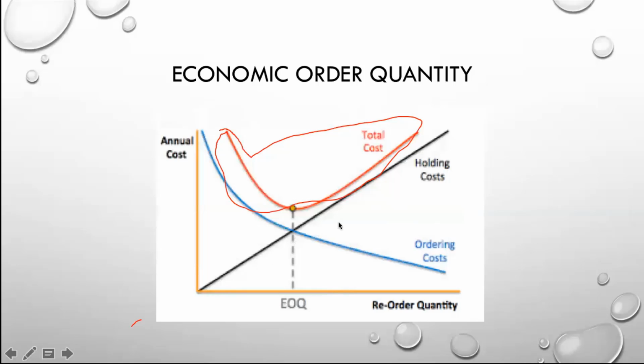In this graph, you can see that the holding cost is linear. In some scenarios, it may be different. Some warehouses might give you a discount for larger and larger stocks and inventory. So just keep that in mind.